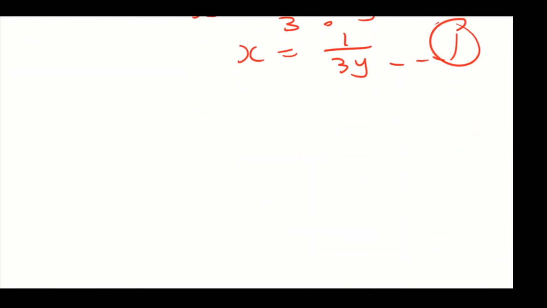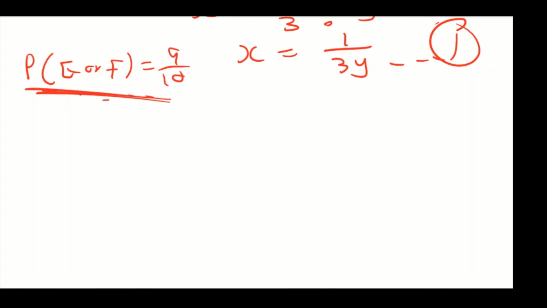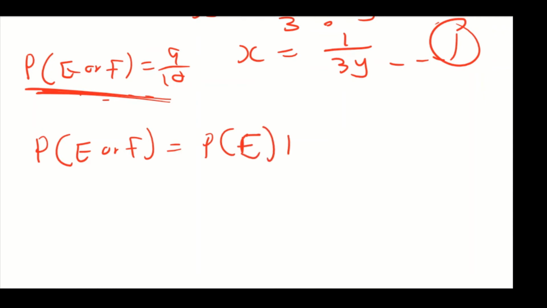So we are also told that the probability of E or F is equal to 9 over 10. So let's write an equation that includes this union here. The probability of E or F is equal to the probability of E plus the probability of F minus the probability of E and F, right?